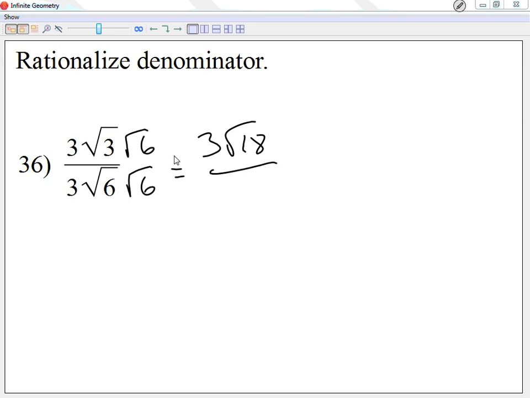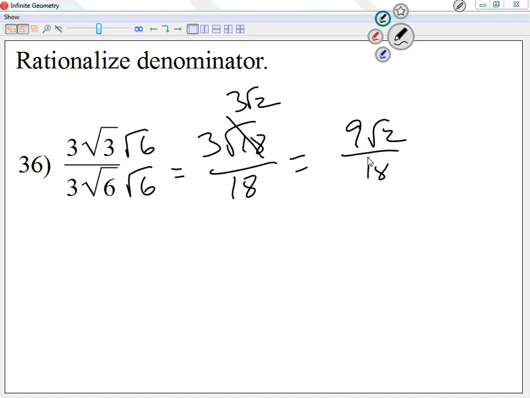Okay. So at the bottom, we're going to have 18, because radical 6 times radical 6 is 6, times 3 is 18. Before I simplify my fraction, let me simplify my radical. Radical 18 is 3 radical 2. Remember how at the very beginning we simplified it? I can break that as 9 and 2, 3 and 3. So 3 goes out, radical 2 stays in. So for right now, I have 9 radical 2 over 18. We're good on that?